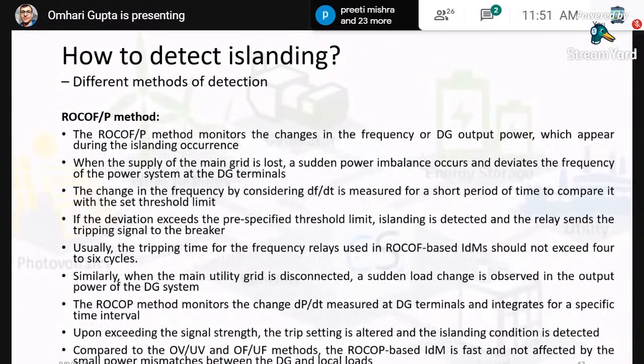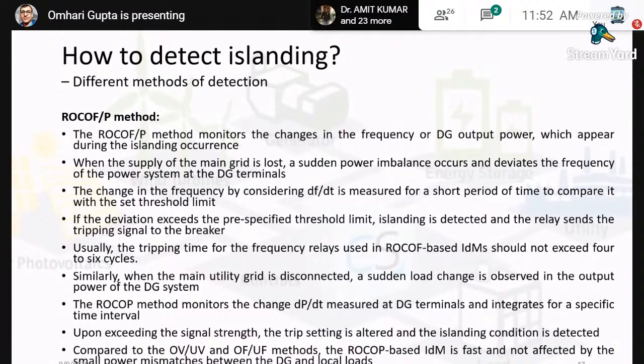Then there is rate of change of frequency. This method monitors the changes in the frequency or DG output power which appears during the islanding occurrence. When the supply of the main grid is lost, a sudden power imbalance occurs and deviates the frequency of the power system at the DG terminal. The change in frequency, considering dF by dt, is measured for a shorter period of time to compare it with the set threshold limit. If it exceeds the threshold limit, then you can say that islanding has occurred. During connected mode, it will not deviate.